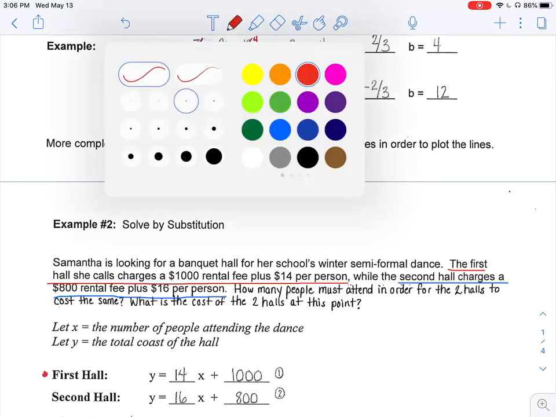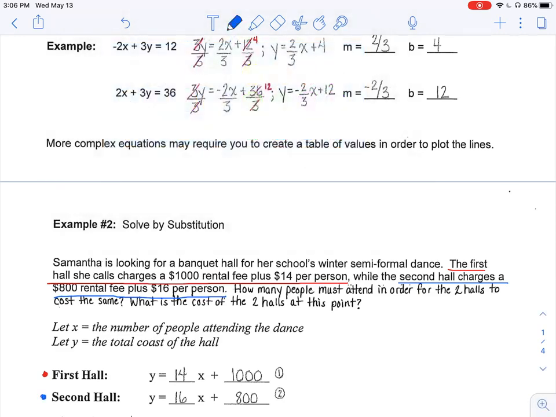And our second hall is blue. So we can see here, if we were to write this as an equation with the variables x is the number of people and y is the total cost. For the first hall, well, it's $14 per person plus $1,000 as a rental fee. The second hall is $16 a person plus $800. So right there we have our two equations.